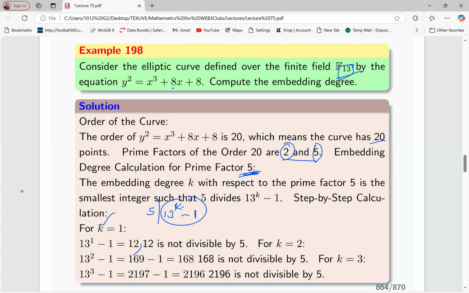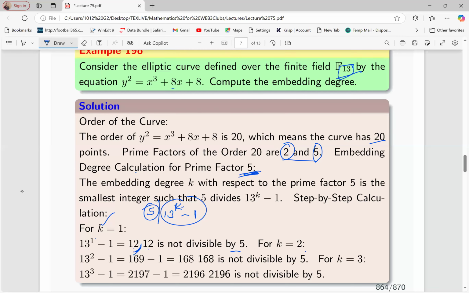When K is 1, I have 13 minus 1, which is 12. And 5 cannot divide 12. So 12 is not divisible by 5, and therefore 1 is not an embedding degree. So now I try 2. 13 raised to 2 is 169, minus 1 is 168. But 168 cannot be divided by 5. And therefore, 2 is not an embedding degree.